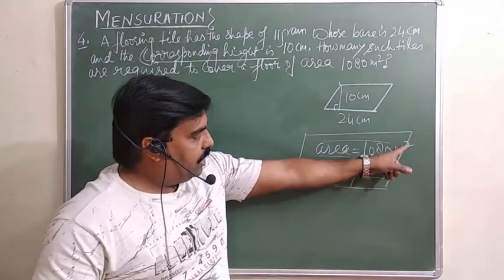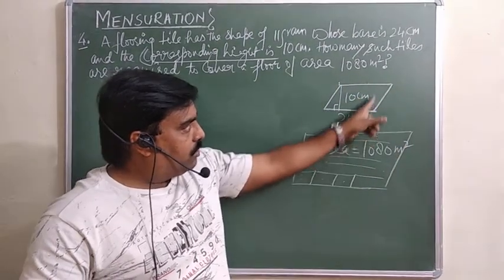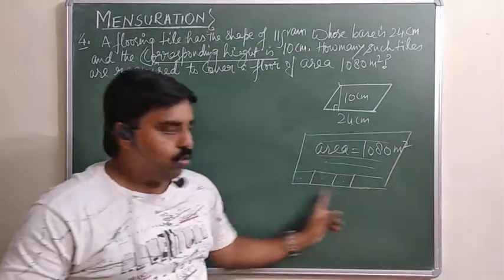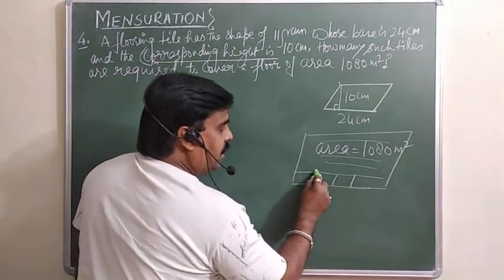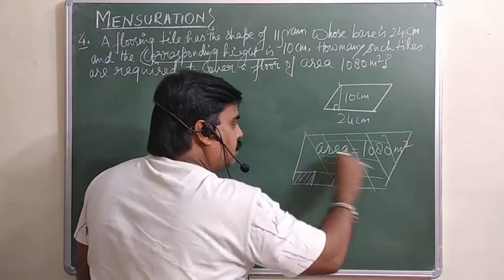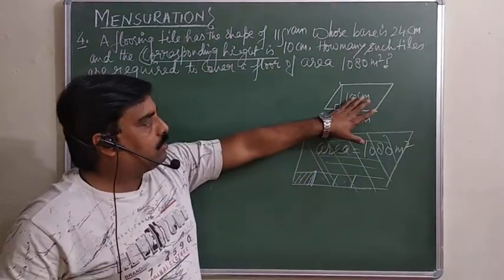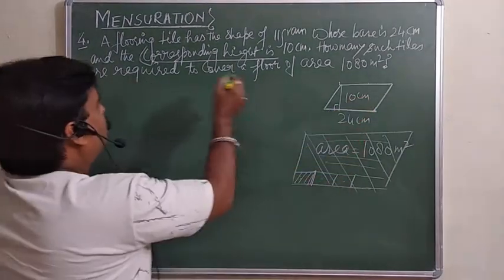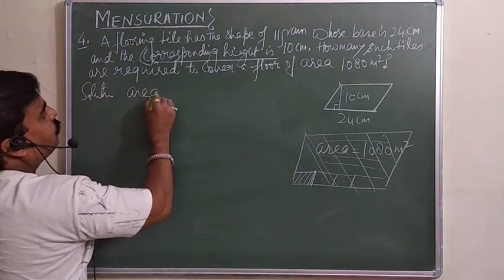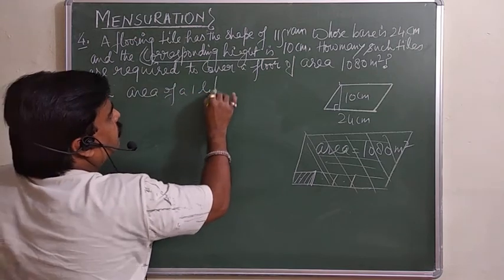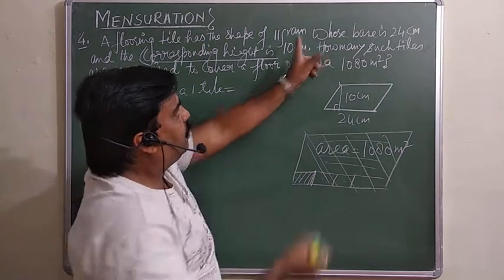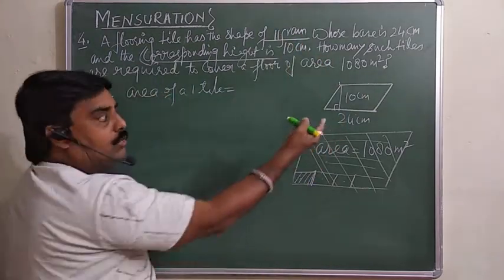So how can we calculate? You have to calculate the area of one tile. If you divide the area of this whole by the area of one tile, you will get the number of tiles. So you must calculate the area of one tile first. So solution: the area of one tile is equal to base into height, because it is in the shape of a parallelogram.